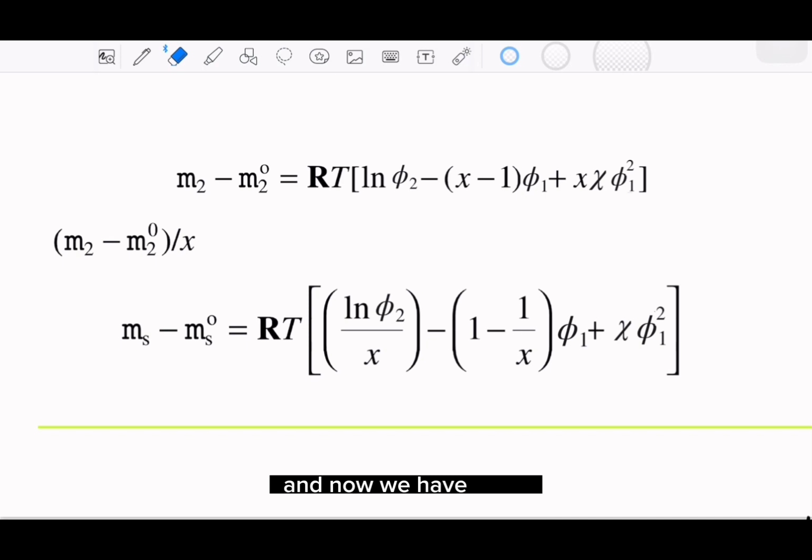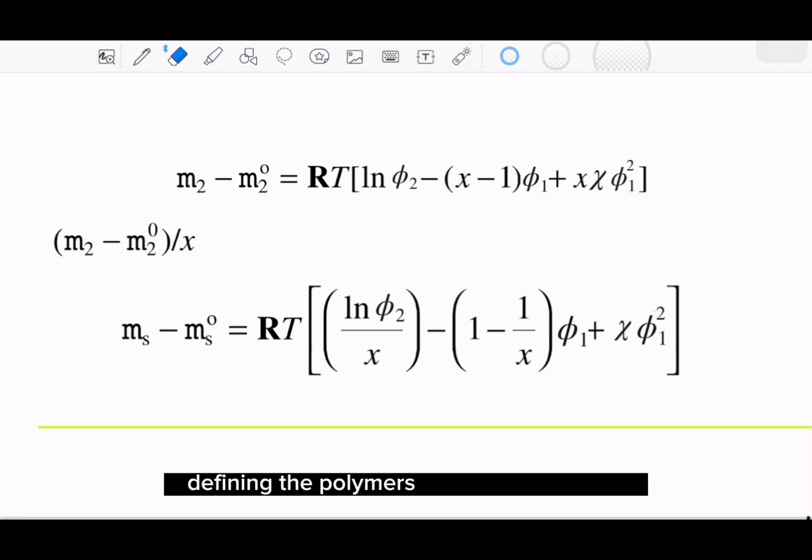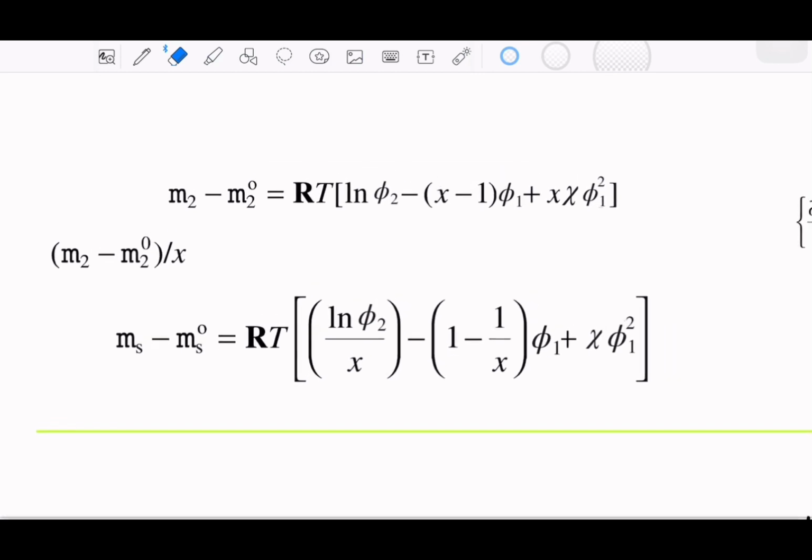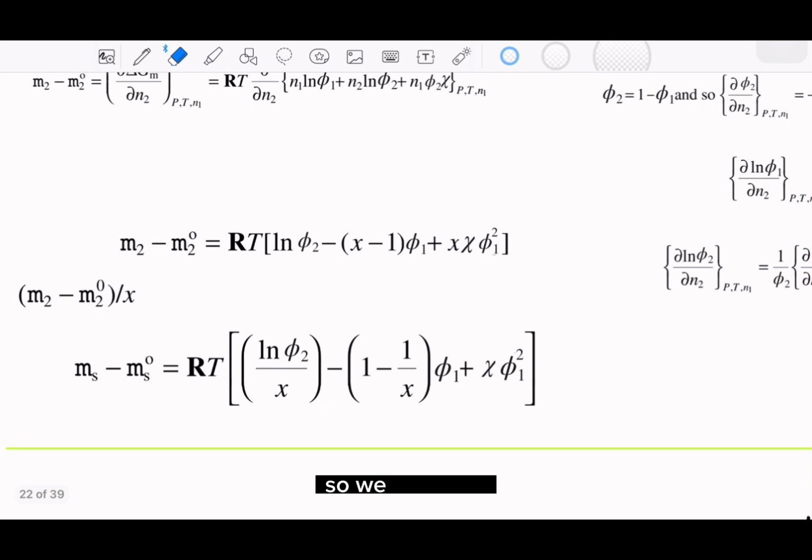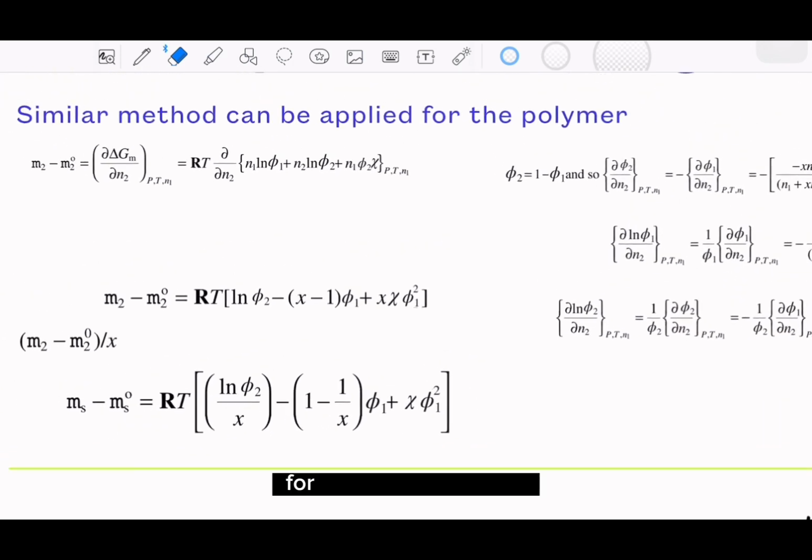And now we have this x here. This x is related to the component that is supposed to be defining the polymers as a large molecule. In the previous section, we assumed that x is the segments in the polymers, that is, how many monomers are inside the polymer. So we have this for the polymer system.